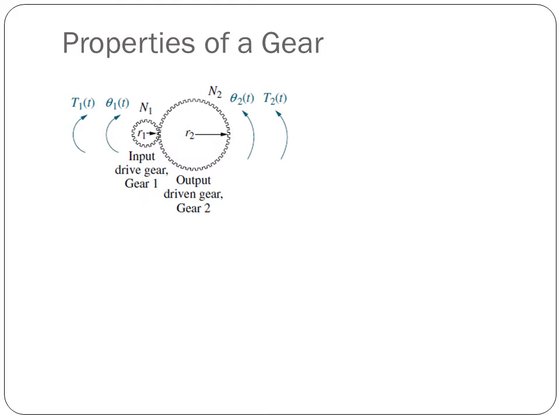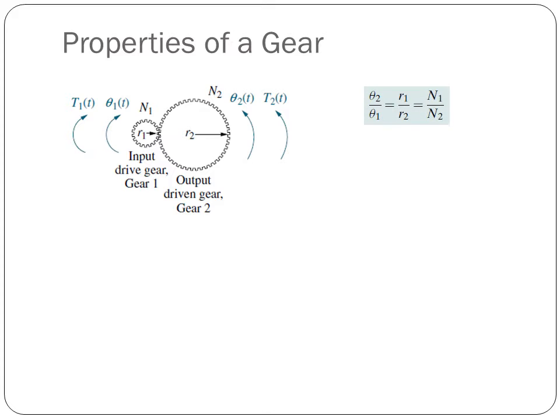So in a gear, let's specify some parameters. For example, one parameter is the number of teeth. In this case the smaller gear has n1 number of teeth, and this gear has n2 number of teeth, and the radius is r1 here, radius is r2 here. The angular displacement is theta 1, and here it is theta 2. The torque on the left side is T1 and the right side is T2.